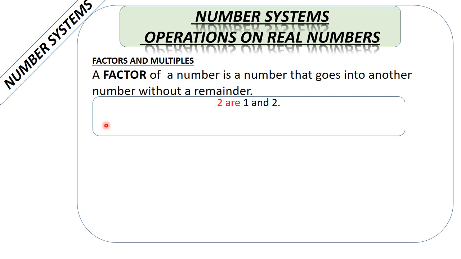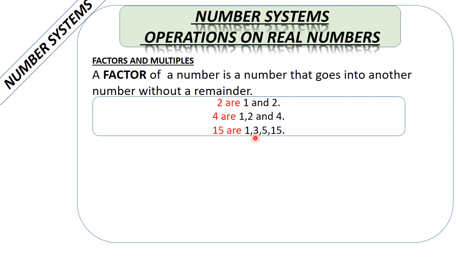What about 4? What are the factors of 4? It's 1, 2, and 4. What about 15? We have 1, 3, 5, and 15. So all these numbers go into 15 without a remainder. 1 goes into 15 without a remainder. 3 goes into 15 without a remainder. 5 goes into 15 without a remainder. And 15 goes into 15 without a remainder. So the factors of 15 are 1, 3, 5, and 15.